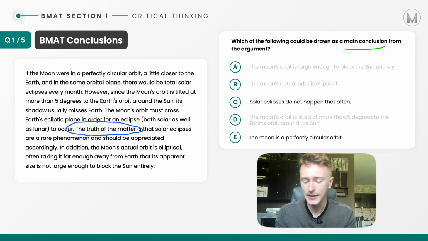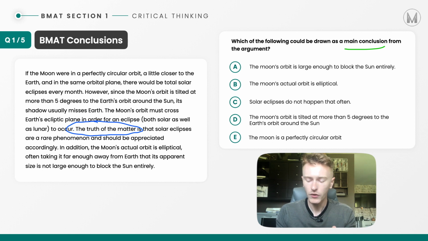Finally, answer option E, the Moon is a perfectly circular orbit. Well, clearly that's not the case. It says at the start that if it were, solar eclipses would be more common. However, it isn't, and we know that from our reading that the Moon's actual orbit is elliptical. So actually, all of those come down to answer option C being the correct answer in this case.